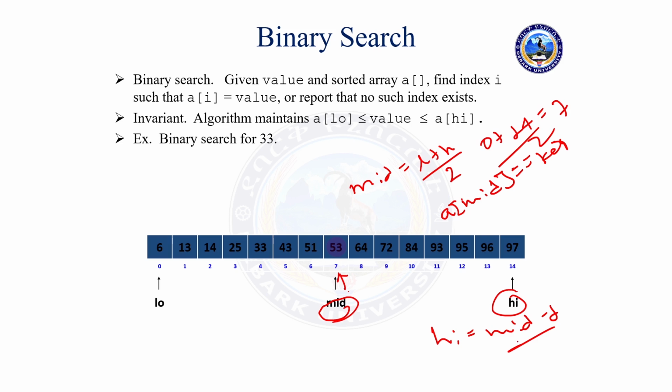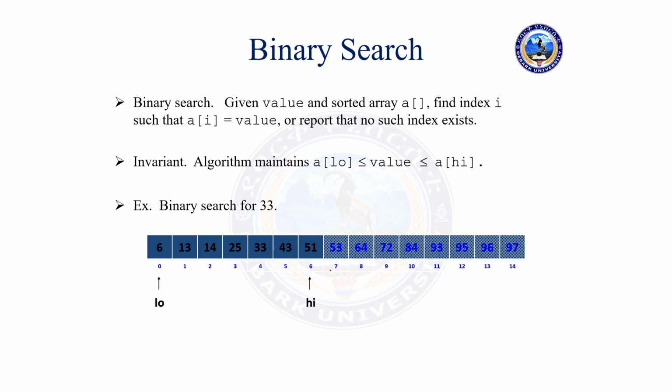We move this position because we already know that the binary search array should be sorted first. So if the key value is less than the mid value, that means we can find 33 before 53. So we should ignore this element directly. As you see, high is now at index 6.